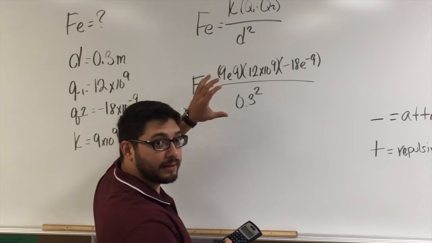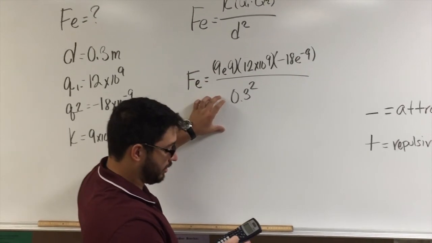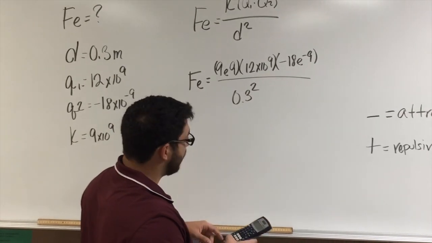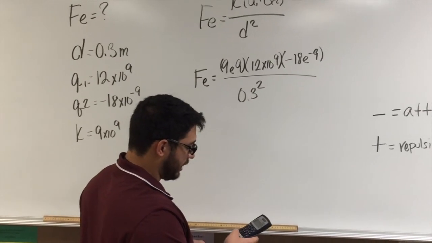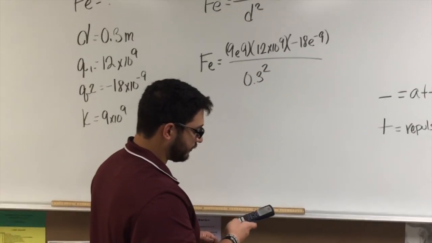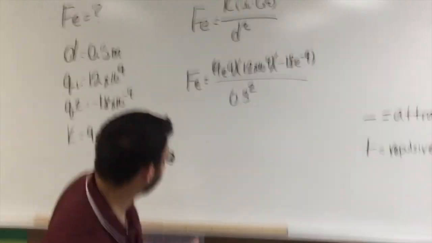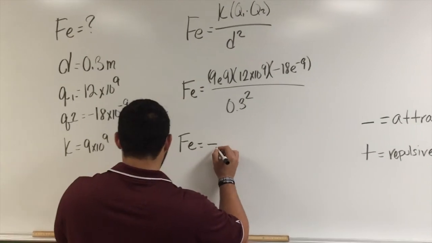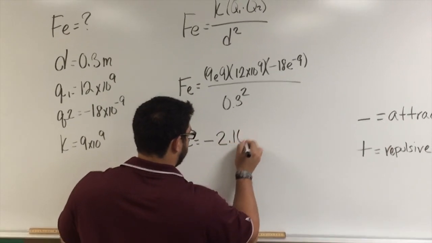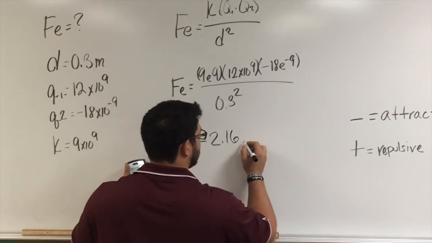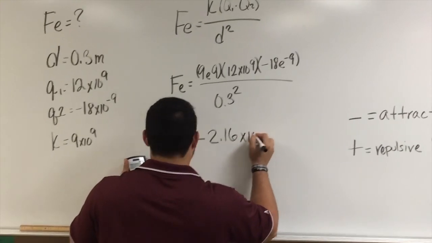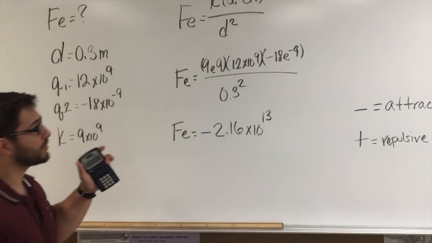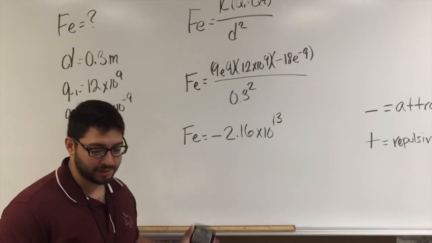Then hit enter and divide that number by my distance squared. So 0.3 squared. And that is going to leave me with an electrostatic force, Fe, of a negative 2.16 times 10 to the 13th power. So that's going to be the answer for this equation.